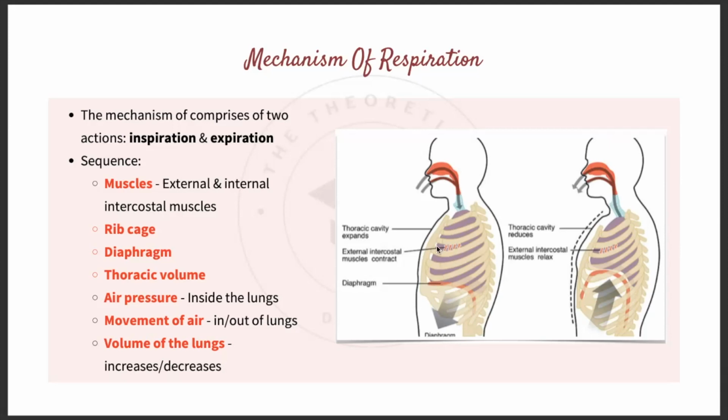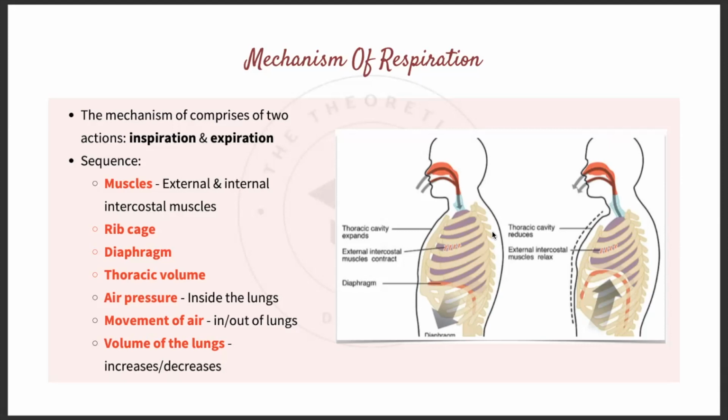So now you have the rib cage moving up and out, you have the external intercostal muscles contracted, and you have the diaphragm contracted, flattened, and moved downwards. So what happens is the thoracic volume increases. This part here, okay? The thoracic volume increases. So air pressure inside decreases, because when the volume increases, the pressure decreases. Now when the pressure over here decreases, air moves into the lungs.